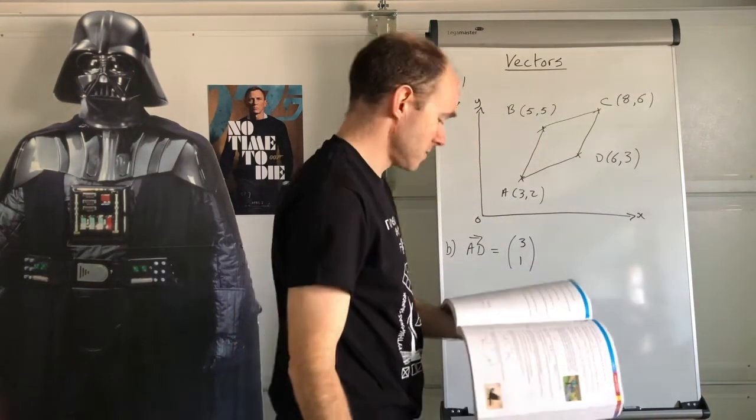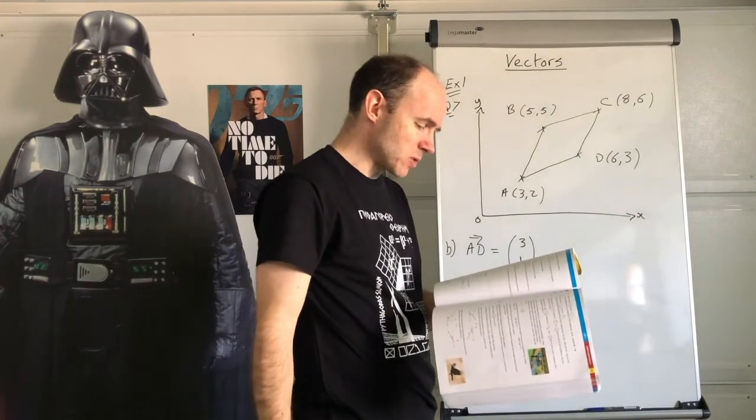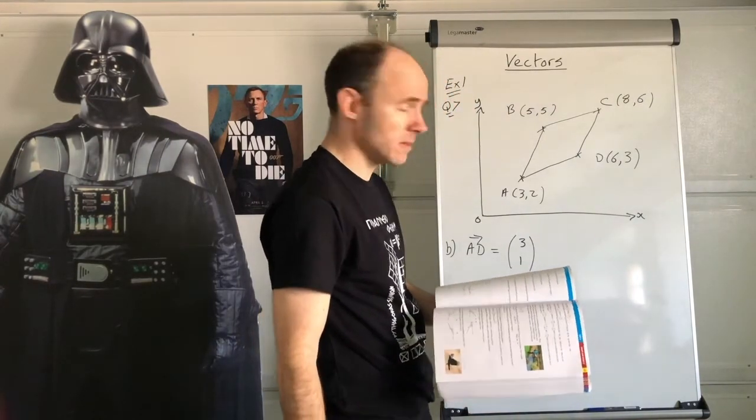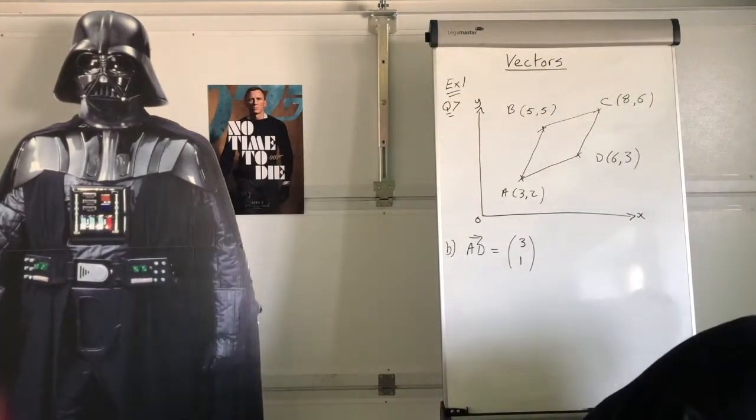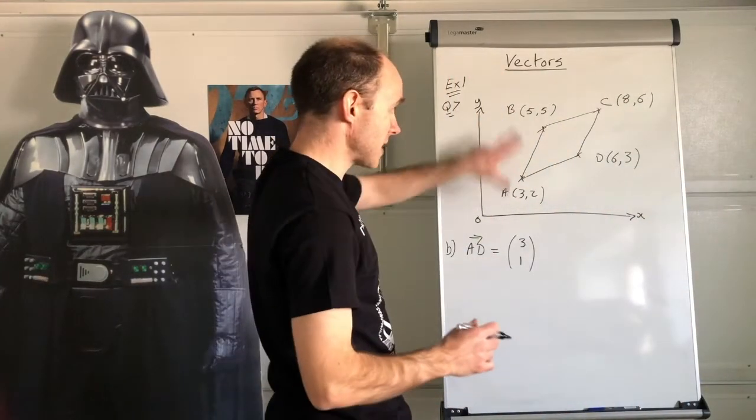Okay, good. What type of quadrilateral is ABCD? Okay, well don't guess it. What you should do is this. You should consider what all of these vectors actually are.